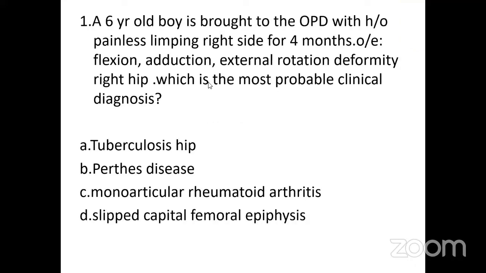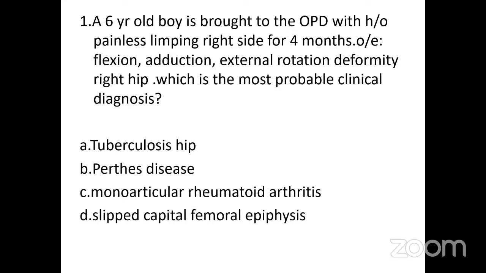So the first question: a 6-year-old boy is brought to the OPD with a history of painless limping on the right side for 4 months. So the history is painless limping. You know what limping means? Any abnormal gait is called limping. So he's having a painless limp on the right side for 4 months.